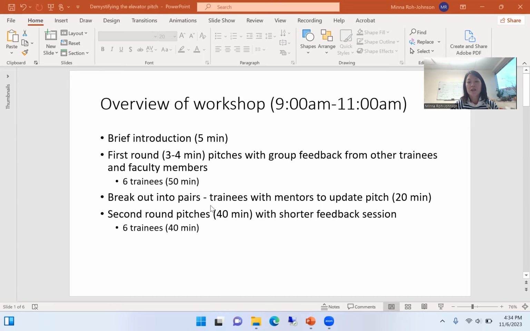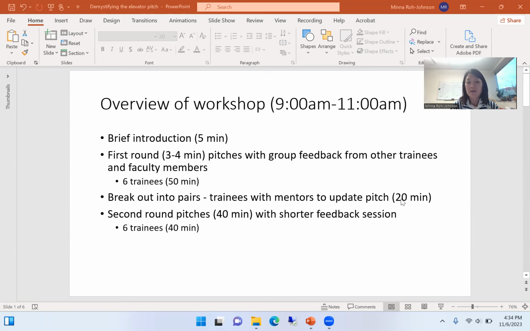After that first round, each person will go and pair up with their faculty mentor to update the pitch, taking into account the feedback they had just received from their peers. That'll be for about 20 minutes, and then we'll come back together for a second round of pitches. This will be quite a bit shorter, mostly because a lot of that feedback was incorporated, and so the feedback session will also be shorter, about 40 minutes, and then we'll wrap up.